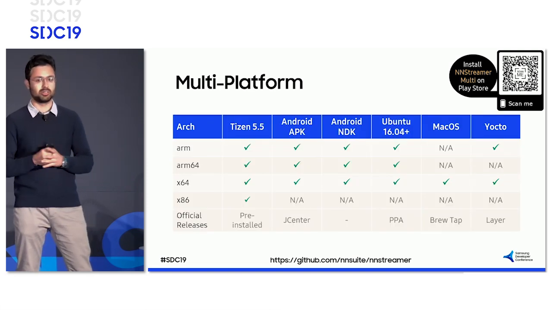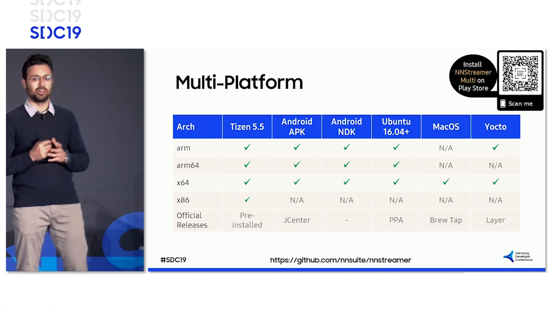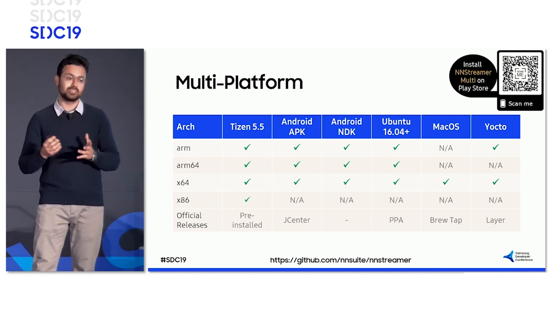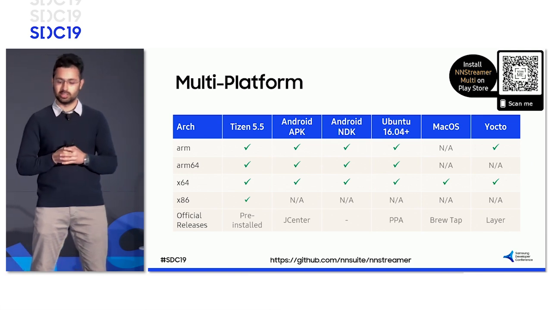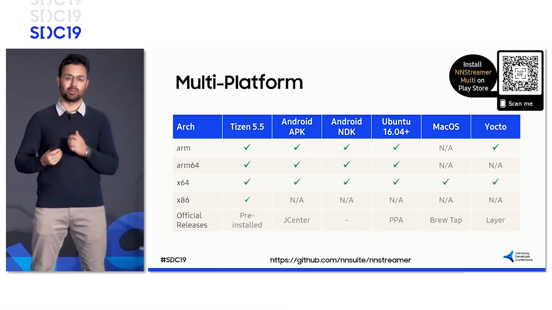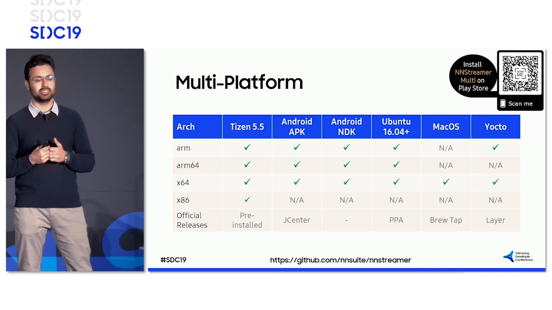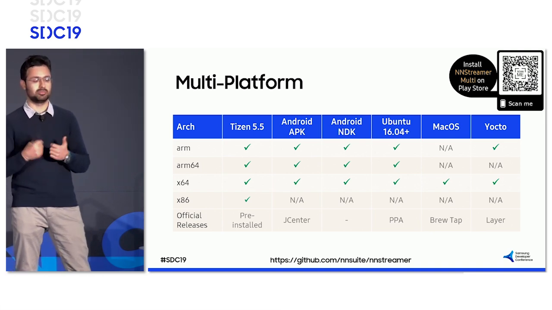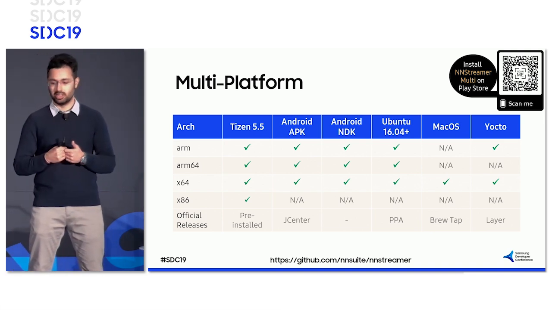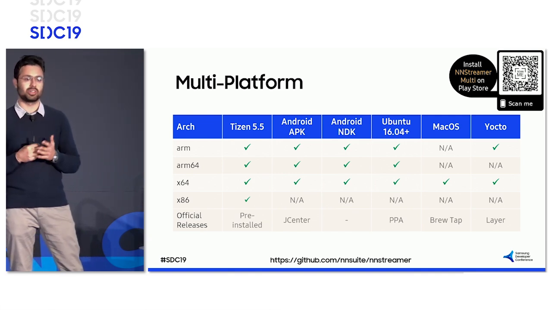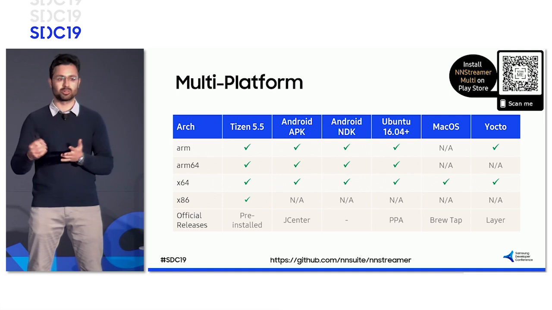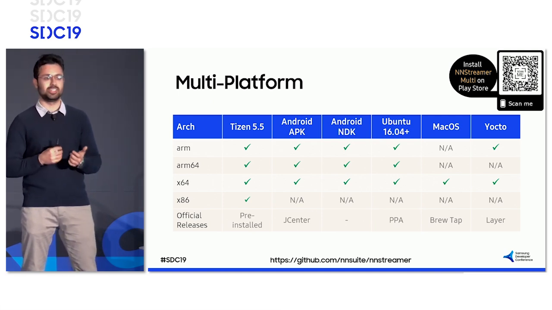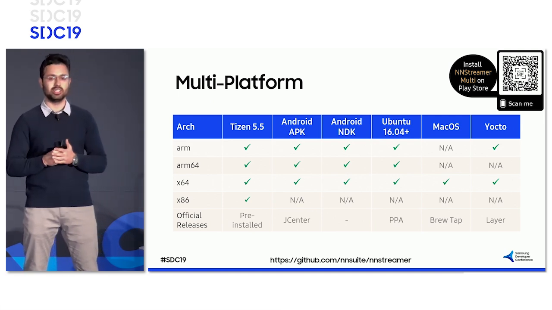NNStreamer is available on multiple platforms. On Tizen, since Tizen 5.5, NNStreamer comes pre-installed. With Android, you can download our NNStreamer package from JCenter and import it in your application. With Ubuntu and macOS, you can install it with our PPA or Homebrew. With Yocto, you can include it as a layer in your build and get it ready.